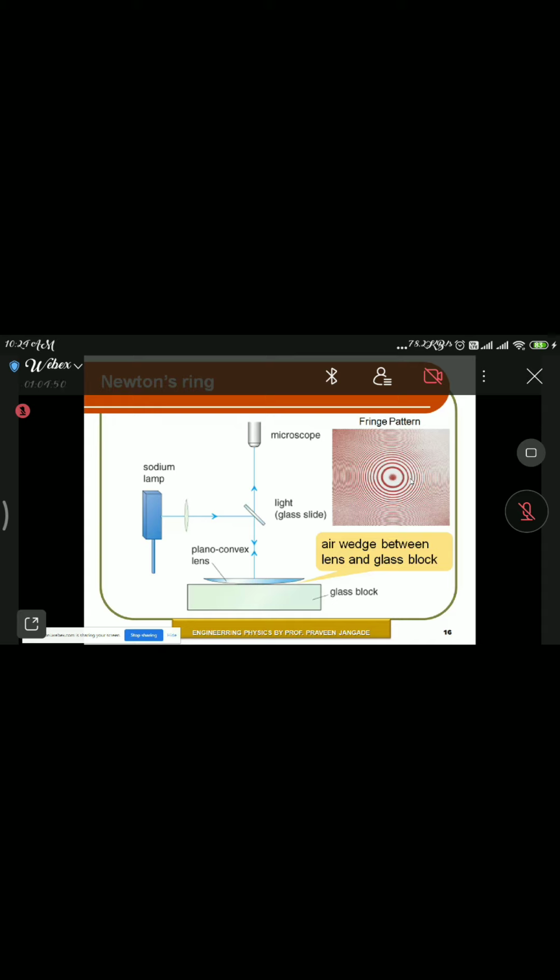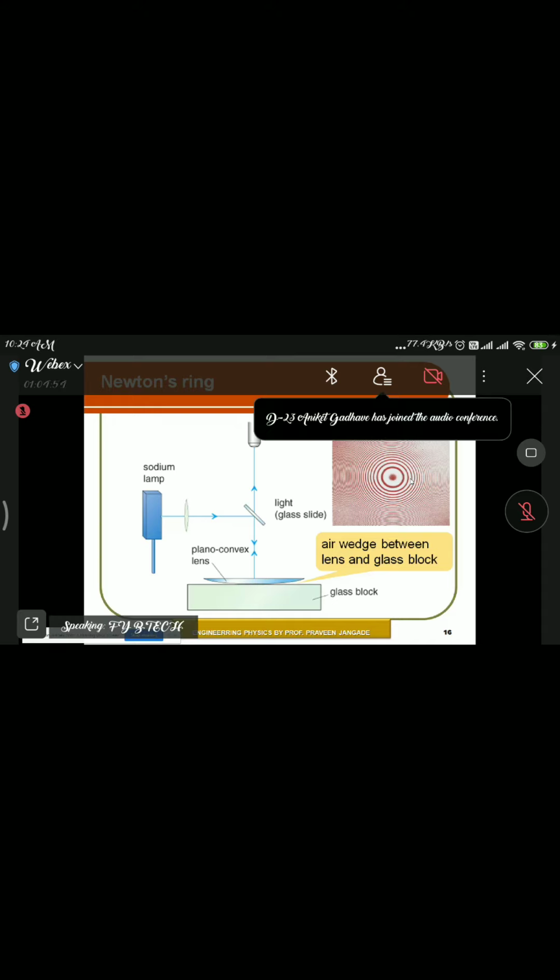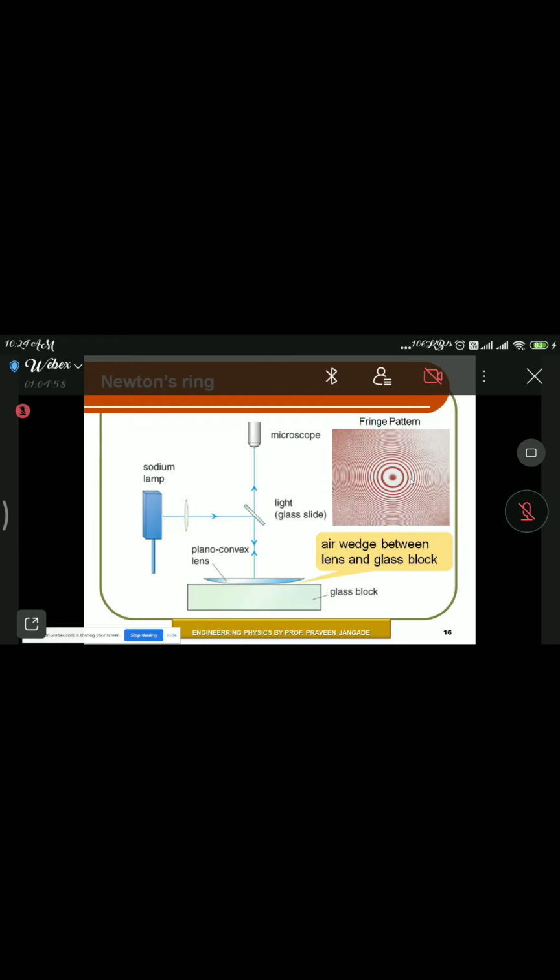And then why is the pattern not equidistant? The simple answer is, as the order of fringes increases, theta doesn't increase in the same proportion. Therefore, toward the center the distance is large, and away from the center the distance gets narrow and narrow. This is the second point.